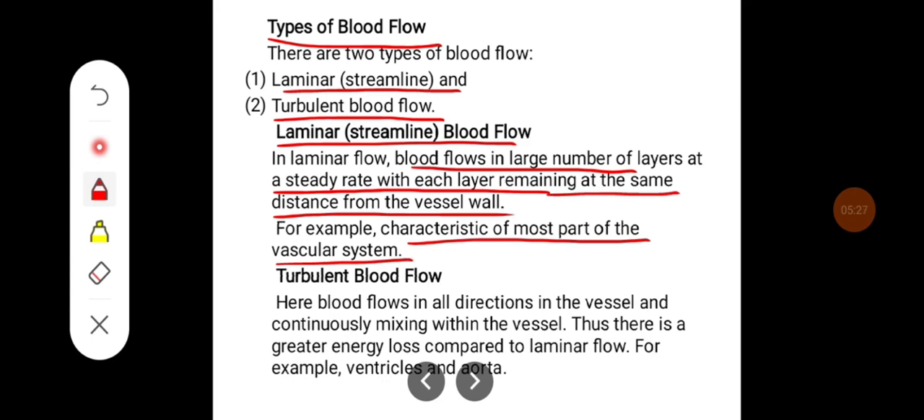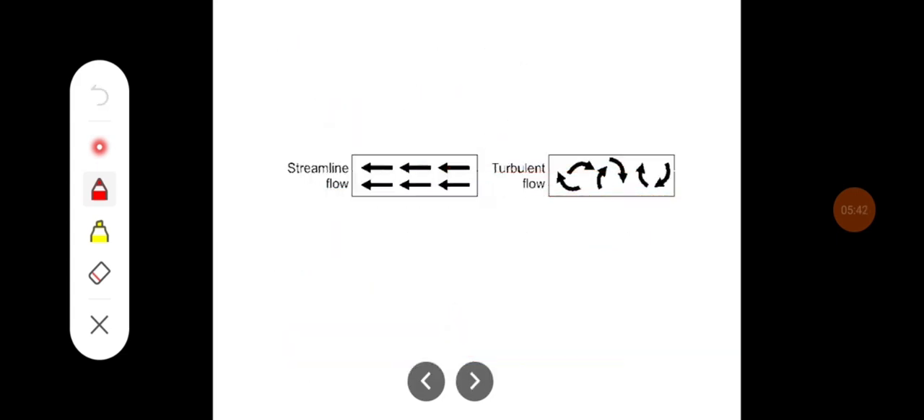In turbulent blood flow, blood flows in all directions in the vessel and continuously mixes within the vessel. Thus, there is a greater energy loss compared to laminar flow. For example, in the ventricles and in the aorta, there will be turbulent blood flow.